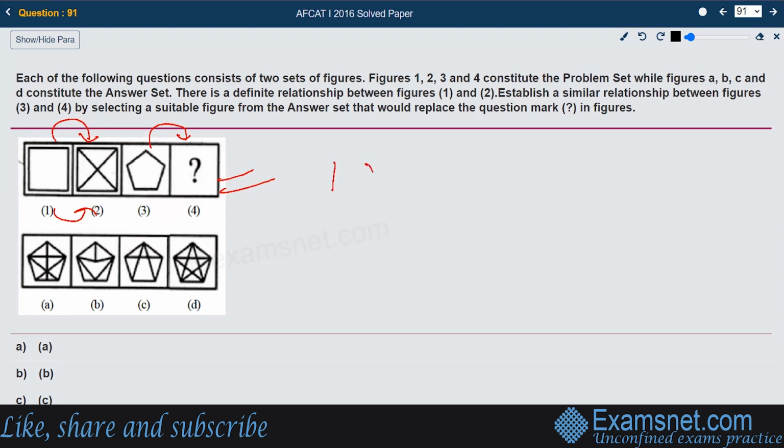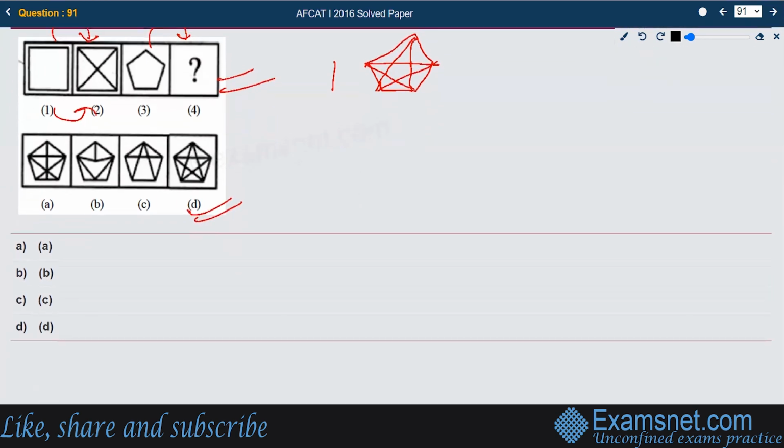So this is the shape that we have. If we try to join the diagonals, this is how the diagonals get joined. All the vertices should be joined and all the diagonals should be created. It should look like the figure in option D. So it matches option D when you join all the diagonals. So the answer is option D.